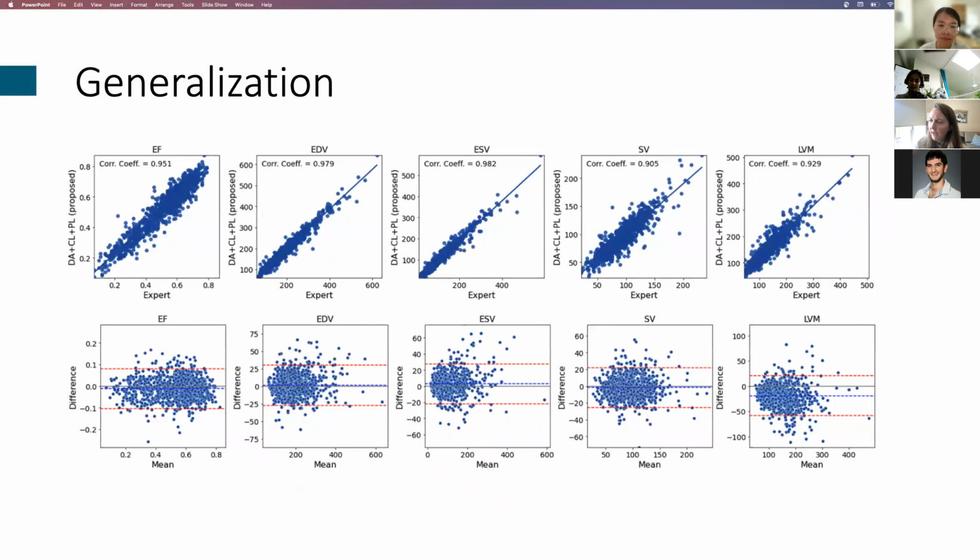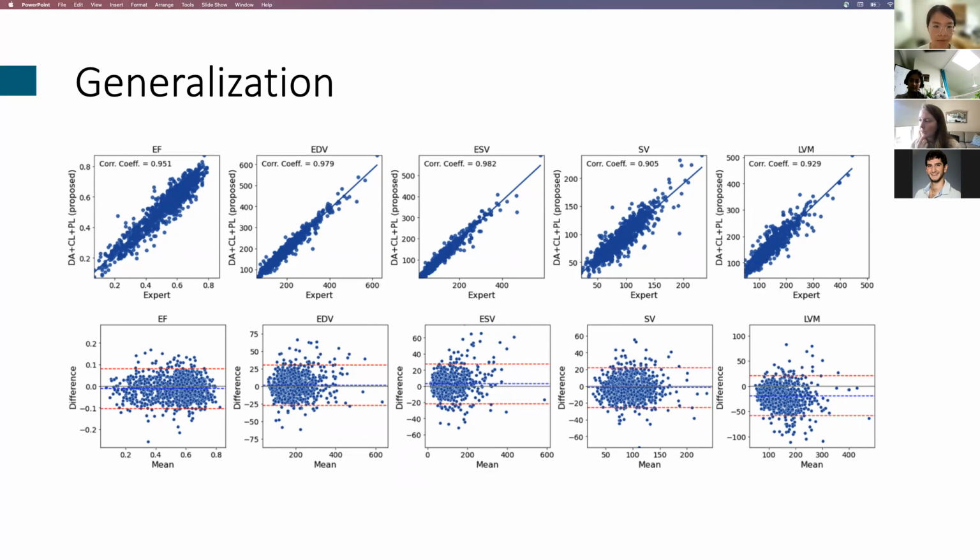To back up that claim, here we have a much bigger data set where the test set was labeled by many different annotators, and we do see reduced bias with the proposed method versus the expert. Again, we see strong correlations on this bigger data set, and a little bit of reduced bias. We still have a bias on this left ventricular mass metric, which there's some intuition for why that is, but we won't go into it for the sake of time.